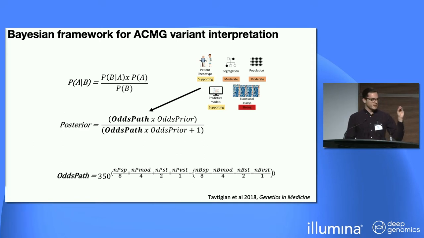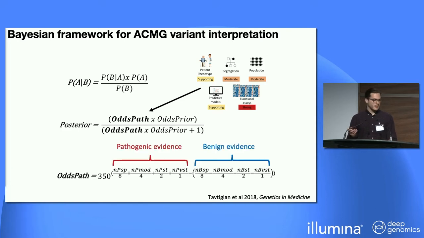First, to show that we now have a relation between strong, supporting, and moderate as exponentially scaled odds, but also to show you that in order to calculate this, all we do is count up our pathogenic leaning pieces of evidence on the left and add those together, and then count up our benign leaning evidence on the right and subtract those out, and then we have an odds path that we can feed into the Bayesian equation.